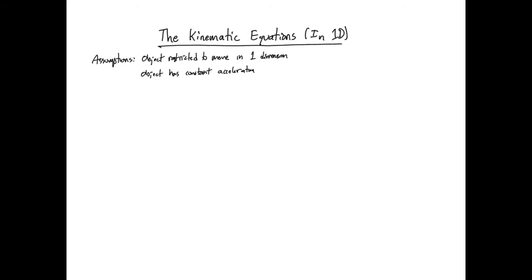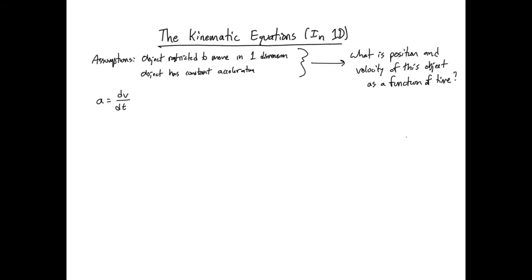Alright, so just to be clear, what I want to assume is that I have an object which is restricted to move in only one dimension, and that the object has constant acceleration. And what I want to find out is what is the position and velocity of this object as a function of time. So normally when you study physics and the motion of objects, you want some physical concept. You want to say, oh, I have a force, or I have an energy, or I have some kind of motion in order to determine how an object moves. Actually, in this case, the only thing we're going to use is calculus.